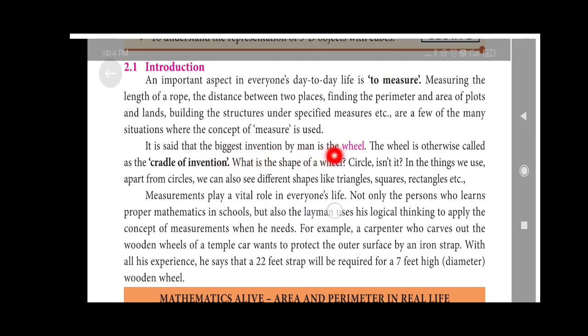The biggest invention by man is the wheel. The wheel is otherwise called the cradle of invention. Okay, so wheel is called the cradle of invention. Then the measurements, not only the mathematics students or mathematicians will deal with this topic, all other laymen use logical thinking to apply the concept of measurements when needed.